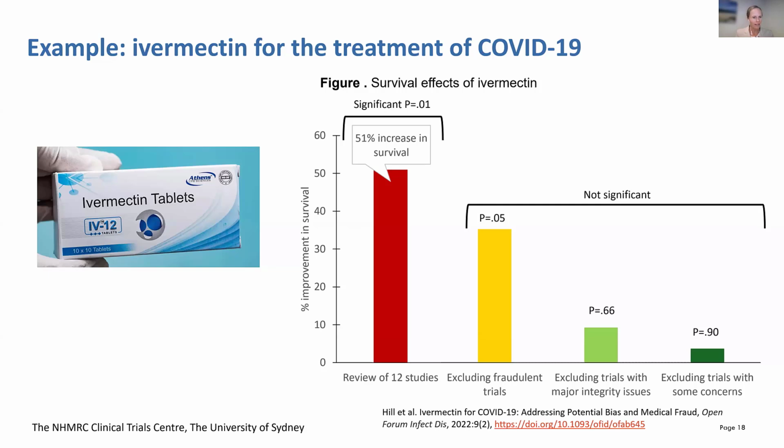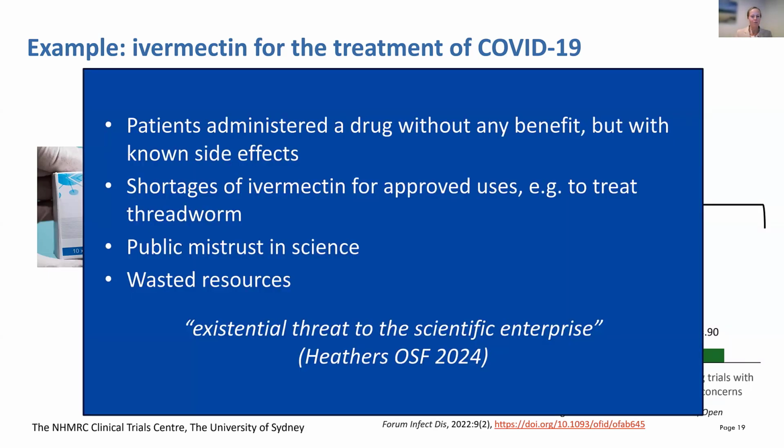However, I should say that was based on the published aggregate data, but later the raw data, the individual participant data, became available, and it turns out that a lot of the evidence underpinning this was fraudulent or had major integrity issues. When those studies were excluded from the analysis, there was no longer any effect on survival in these patients. So what we have here is patients being administered a drug without any benefit, but with known side effects. This led to shortages of ivermectin for other approved uses.